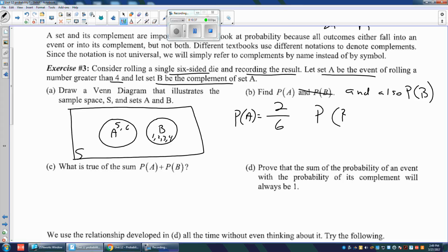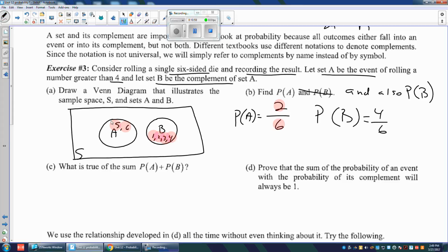Probability of B. There are 4 of them out of 6. If you don't understand, you have to ask me or rewind. I'm just counting them. 1, 2. 2 out of 1, 2, 3, 4, 5, 6, out of 6.